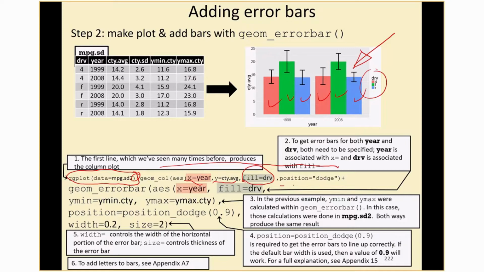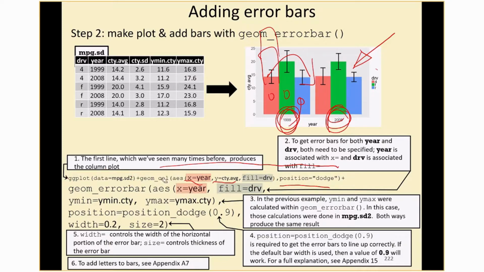Position equals dodge. Remember the way this works. Do you need to dodge? Do you need not to dodge? The question can be answered by asking yourself, okay, for each one of these years, do you have 1 or do you have more than 1 y value? Well, clearly you have 3 y values for each given year. As a consequence, by default, those columns would have been stacked on each other. You need position equals dodge in order to jump them side by side. So those are the first 2 layers.